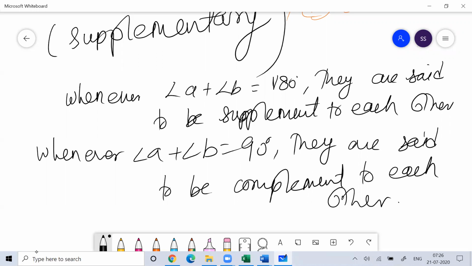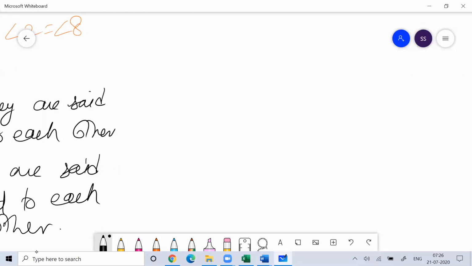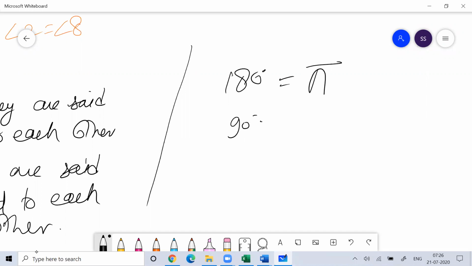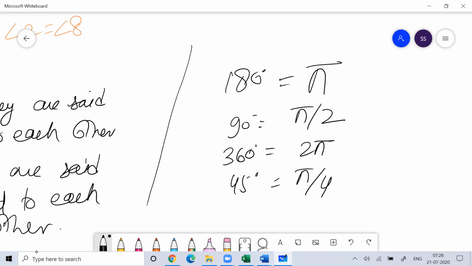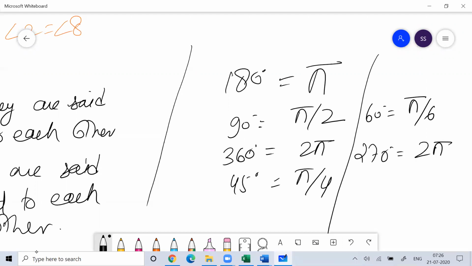Now, you know that 180 degrees, we represent in terms of radians, that is called pi. And 90 degrees you can call pi by 2. Then 360 degrees you will call 2 pi. Then 45 degrees you will call pi by 4. Then 60 degrees you will say pi by 6. Then 270 degrees we call 2 pi by 3.